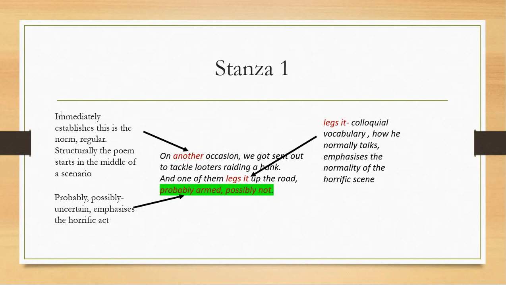There's no real thought to words to sum up this event. It's just normal talk. He's just talking as if it's a normal event. He legs it. The colloquial vocabulary makes the act seem less tragic than what it is. And then we have, what we mentioned, the cyclical structure, the "probably armed and possibly not." Probably, possibly. It's uncertain. It emphasises the horrific act, that this was a person, the looter, who might not have been out to kill people.